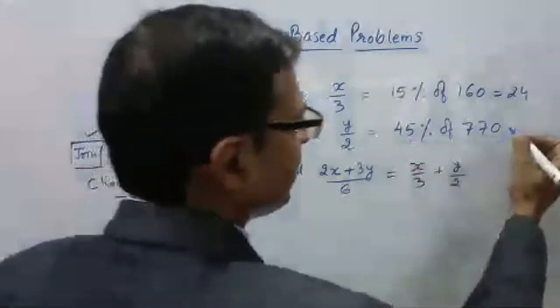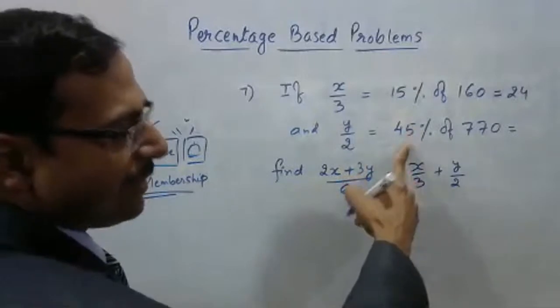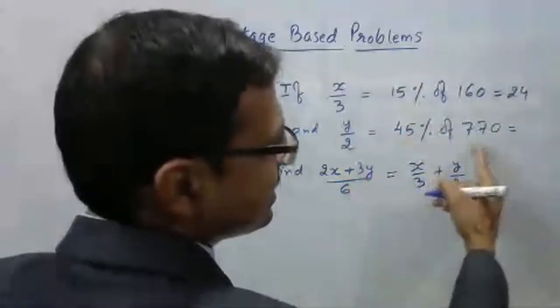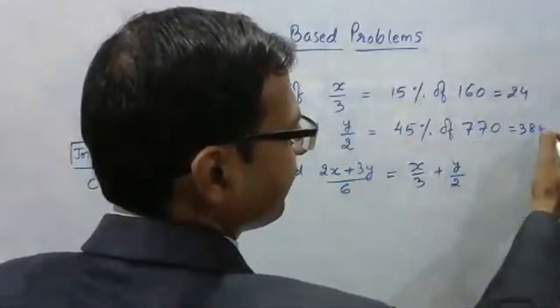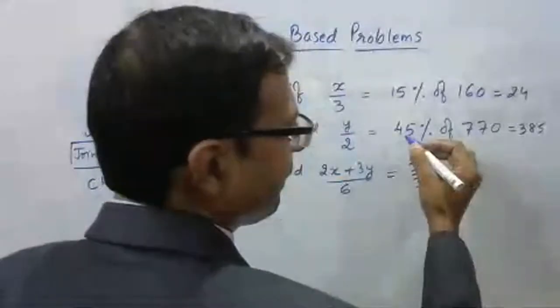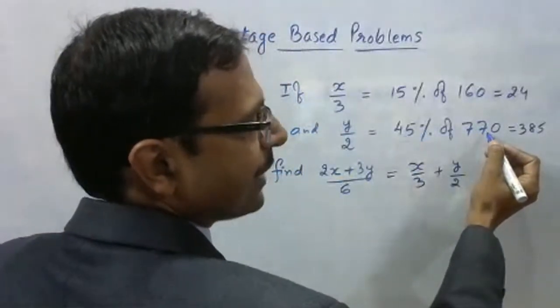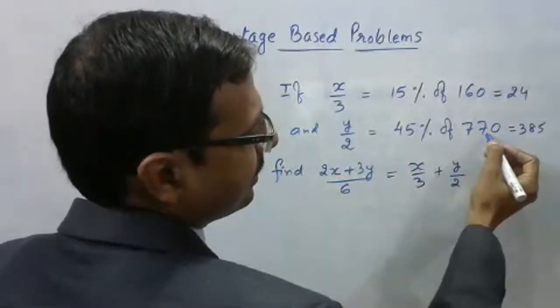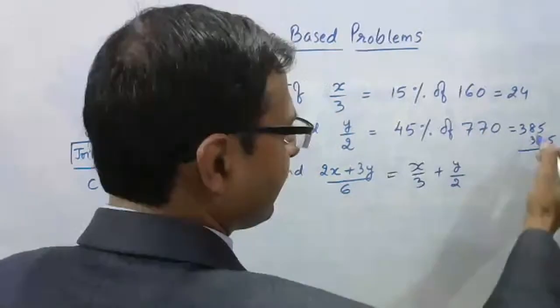And 45%, how do we do that? You can do it as 50% minus 5%. So 50% is just half of this. So this is 385. 385 is 50%, and you need to subtract 5%. See, 10% is 77. So what is 5%? 5% is 38.5. So subtract 38.5 from this value.